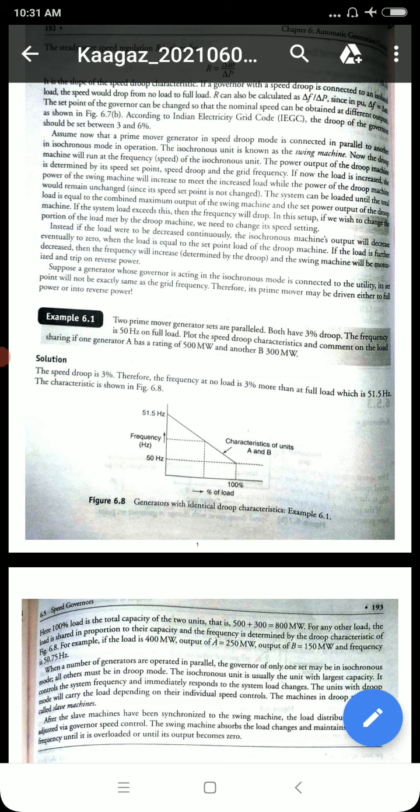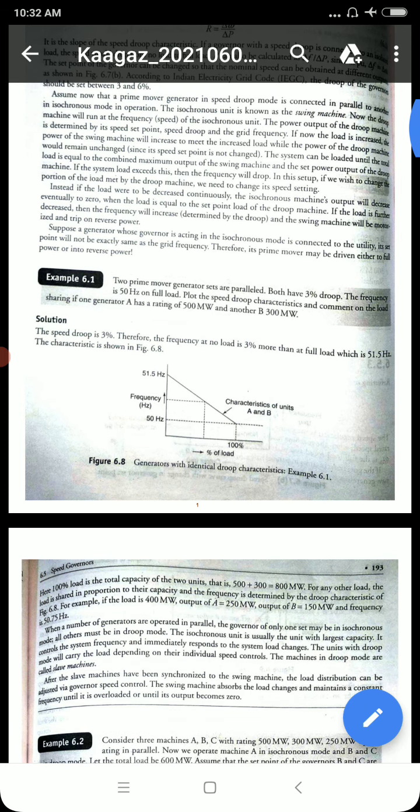Okay, so when a number of generators are operated in parallel, the governor of only one set may be in asynchronous mode, all others must be in droop mode. The asynchronous unit is usually the unit with the largest capacity. It controls the system frequency and immediately responds to the system load changes. The units in droop mode will carry the load depending on their individual speed control. The machines in droop mode are called slave machines.